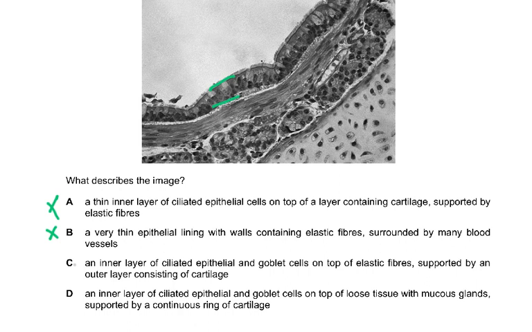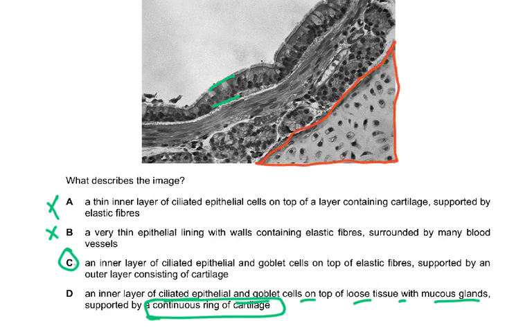C, an inner layer of ciliated and goblet cells on top of elastic fiber supported by an outer layer. Well, the answer is C, but why is the answer not D? This is what I want you to understand. A and B were wrong because thin layer was wrong. D is wrong because it says an inner layer of ciliated epithelium and goblet cells on top of loose tissue with mucous glands supported by a continuous ring of cartilage. No, we can only see the cartilage here. This part is the cartilage. I cannot see a continuous ring of cartilage. This picture doesn't tell me this. What describes the image? You're only given this image.